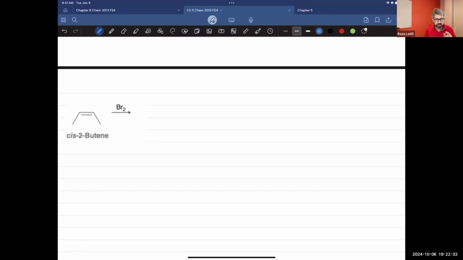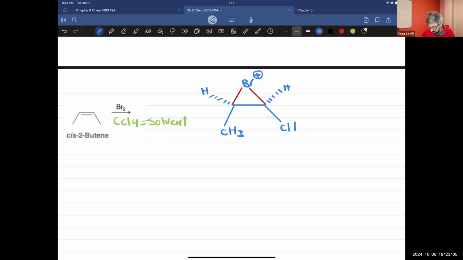Okay, so I'm going to add bromine to this system, and what's the solvent? Let's go with CCl4. This is going to be our solvent. Okay, and the product. The first one is going to be this. We get an intermediate. We have a bromonium there with a positive charge. Now I'm going to have hydrogens here, and here we have CH3. Now if I add the nucleophile to it, our nucleophile will be the bromide.